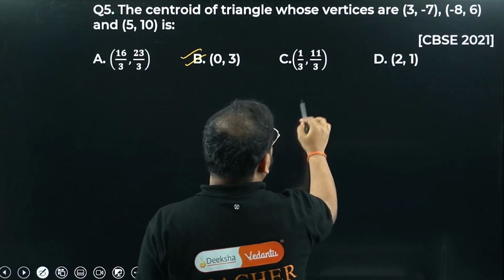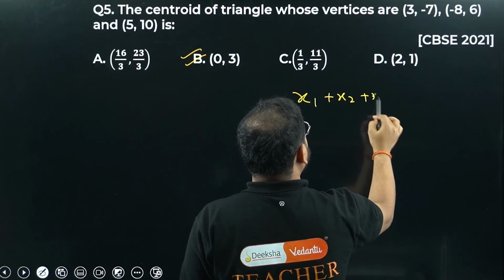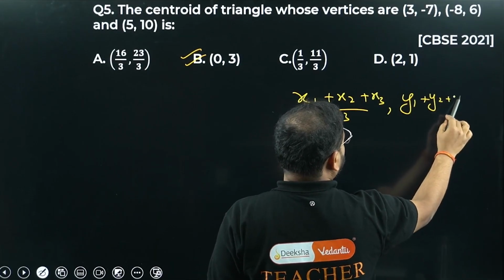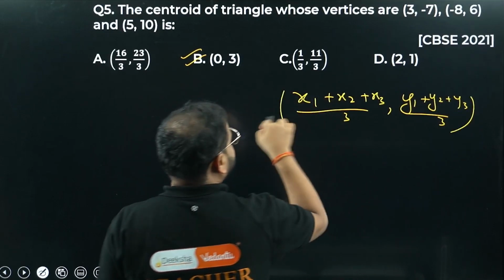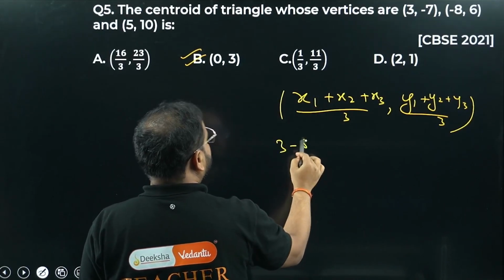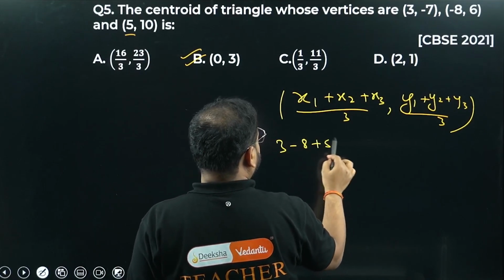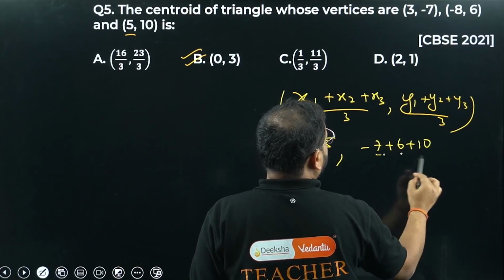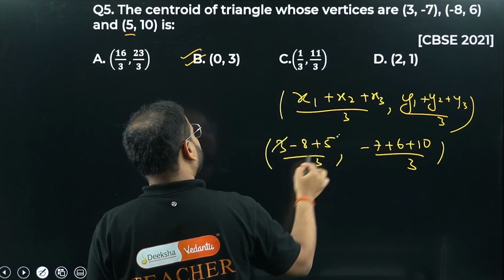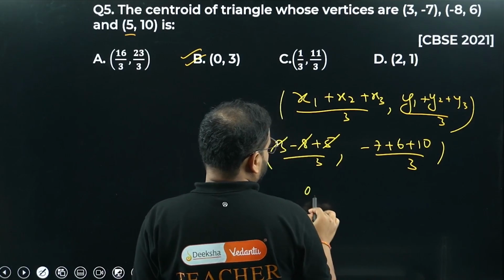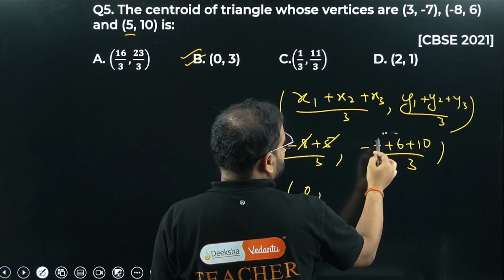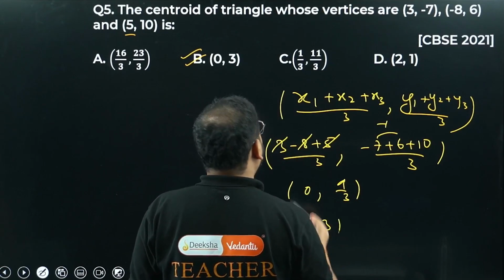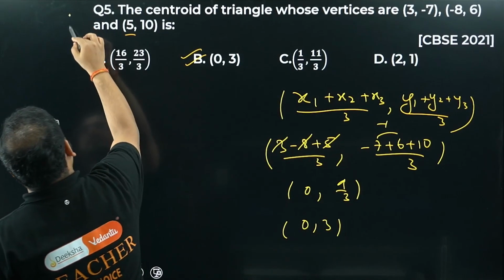Correct? The formula, if you remember, is x1 plus x2 plus x3 by 3 comma y1 plus y2 plus y3 by 3, right? So if you do that, 3 minus 8 and plus 5 by 3 comma minus 7 plus 6 plus 10 by 3. Check here. 3 plus 5 is 8, minus 8 is gone, and I'm getting 0 by 3, so simply 0. And what about this? 6 minus 1 plus 10 is simply 9 by 3. Answer is 0, 3. Option number B is the correct answer, sir.